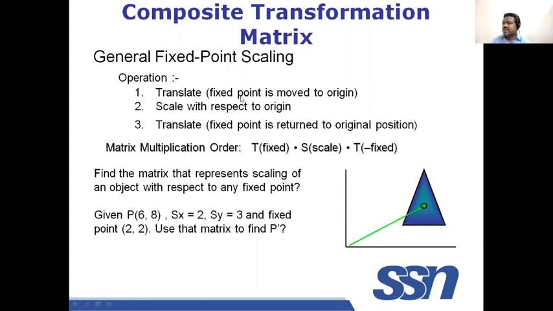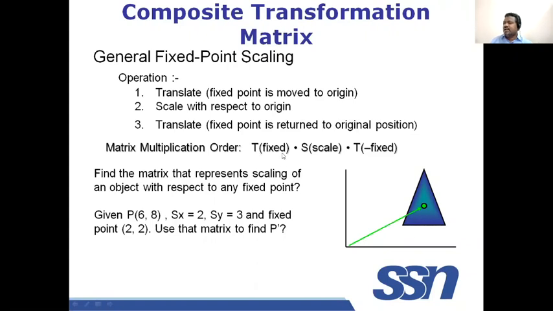Translation: the fixed point is moved to the origin. The matrix corresponding to this is this. Then scaling with respect to origin is done by using the standard scaling matrix, which is given by this. Once it is done, translate the fixed point to its original position. Means scaling is done here, and one more time we are bringing it to its original position. Means add the values +4, +3 in this case.